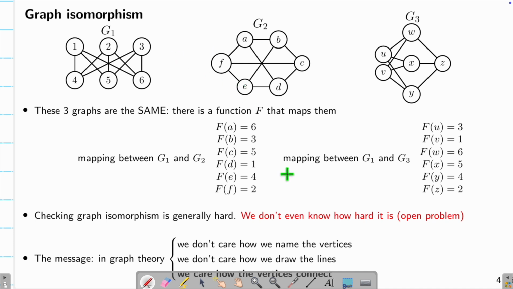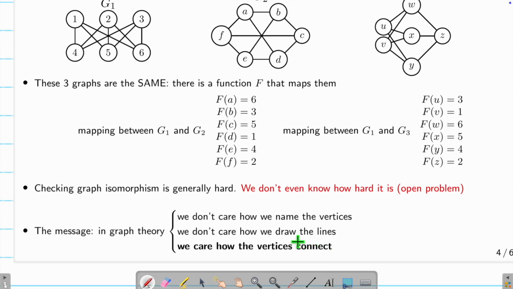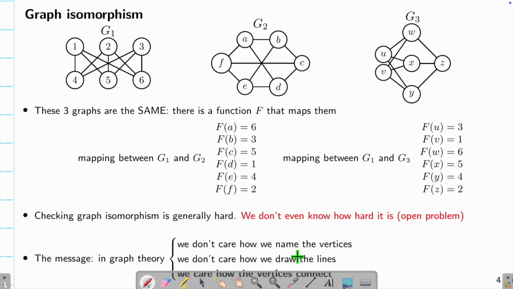Because of that, what does it mean? It means we don't care about how we name the vertex. We also don't care how we draw it. We care about how they connect. So graph is basically about connectivity. And let me tell you, checking whether two graphs are the same is a very difficult problem and it's still open. That means nobody knows how to solve it.